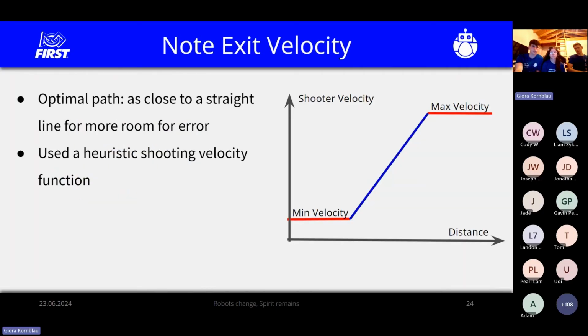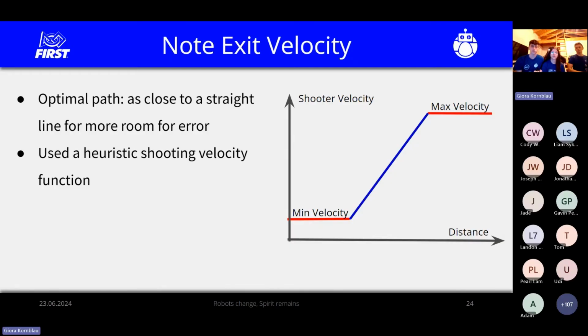The note exit this year, as opposed to 2022 shooting, the note's optimal path is as close to a straight line as possible in order to get more room for error. This means that we want to shoot it as close to an ideal parabola as we can. So higher shooting velocity means the shot will probably be better.